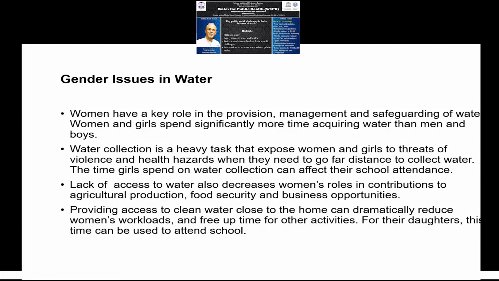There are also gender issues in water. Largely in the Indian cultural context, women have the key role in provision, management, and safeguarding of water. They spend more time acquiring water than men and boys. Water collection is a heavy task, and it also exposes women and girls to threats of violence and health hazards when they have to travel a long distance to collect water. This also affects children attending their schools, and it deprives women of contributing to their families in other ways, including agricultural production, food security, or even partaking in business. Therefore, access to clean water is also a gender issue, and to promote gender equity, we need to make water easily accessible to families.